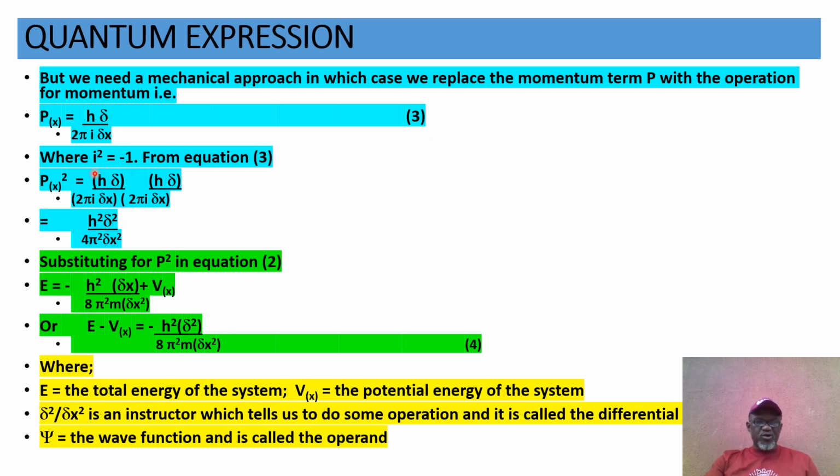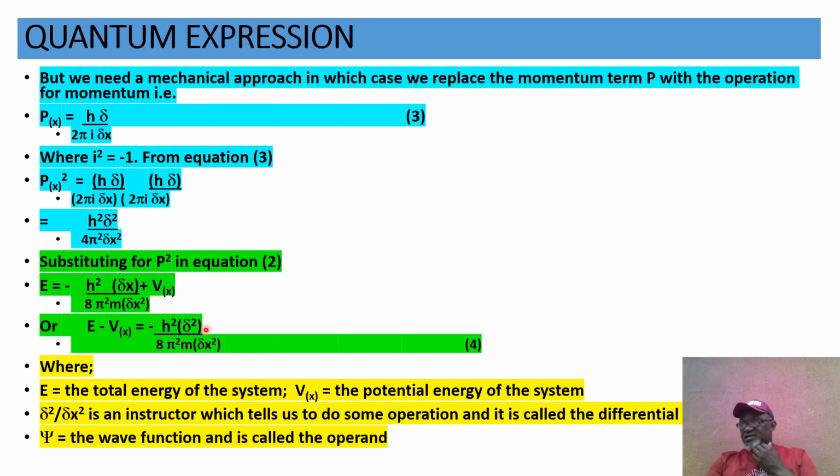So we now put from equation 3, we now have px squared, that is our operator for momentum, will give us this, which is equal to this equation here. So we substitute for p squared in equation 2. E is equal to, remember, we'll now substitute for p squared here, and we'll have this equation. Then we can simplify by moving this Vx over to the left side. We'll have E minus Vx equal to all this remaining here, minus h squared del squared divided by 8 pi squared m del x squared.